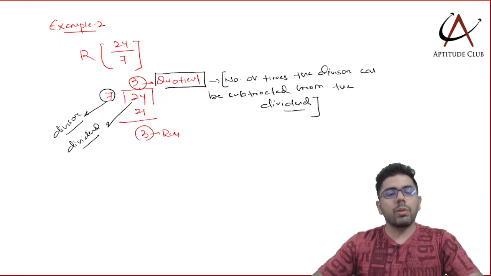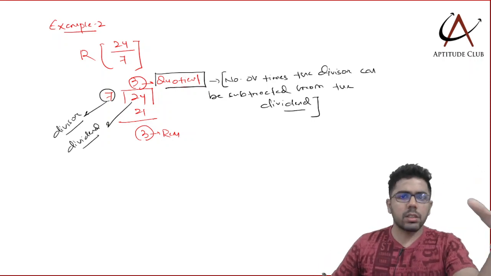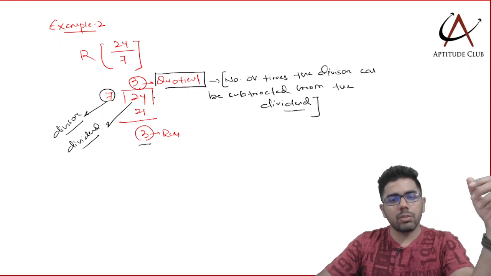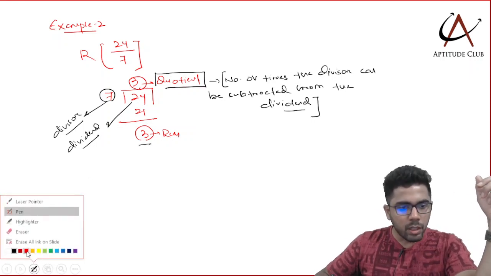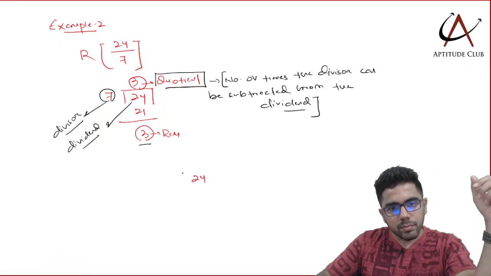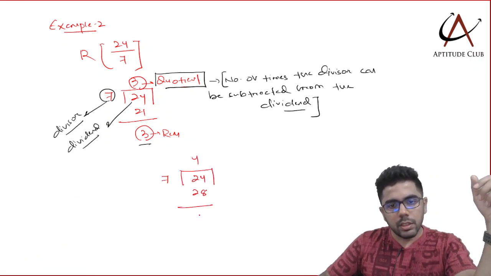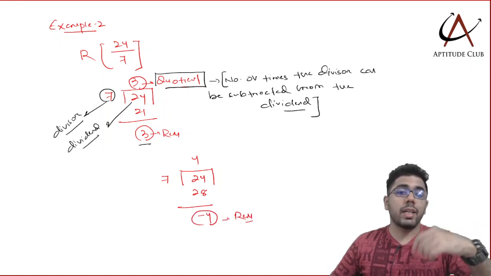So मैं 7 को 24 से कितना टाइम सब्ट्रैक्ट कर सकता हूँ? I can subtract it 3 times. So that is why the result is 3, and you are left with 3. So 3 is your positive remainder. But I can also do this, that 7 4s are 28 and the remainder is minus 4. This is also my remainder, but this is now the negative remainder.